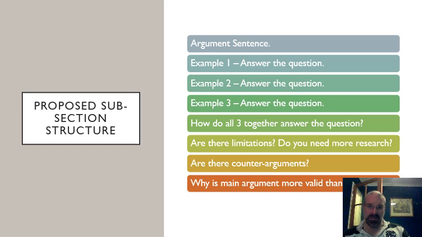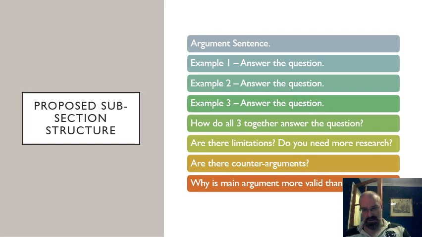So how will your subsection start? First of all, you'll start with a crystal clear argument sentence that answers the question, identifies a factor, and is an argument. You will then have your first example, be that a statistic, a theorist putting forward a statistic or scientific idea, or whatever is relevant to your EPQ, and you need to then say how it answers the question. Example number 2, pretty much the same thing, how does this example answer the question? Example number 3, how does it answer the question?